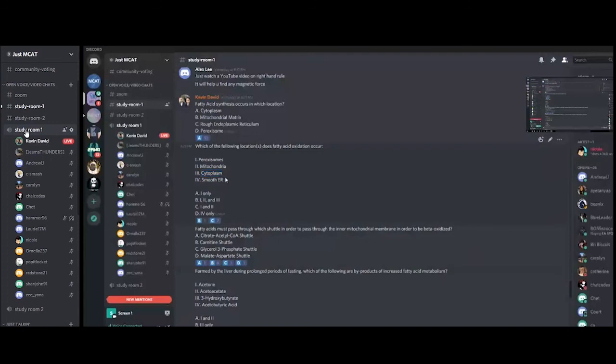But for the purpose of the MCAT, you need to know two sites where fatty acid oxidation occurs, right? I misspoke there. Fatty acid oxidation occurs in the mitochondria and the peroxisome. Why is there a difference? What does the peroxisome do or take that's different from the mitochondria?